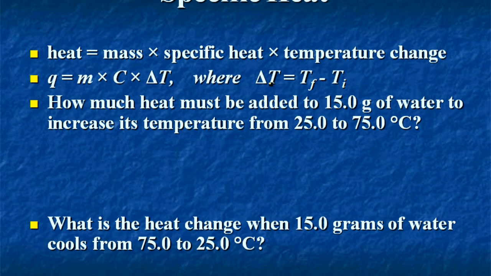So how much heat must be added to 15 grams of water to increase its temperature from 25 to 75 degrees Celsius? So what are we looking for? What are we calculating? We are calculating Q because it's asking how much heat. So we are looking for Q, right? And this is the equation mc delta T. Do we have all the data we need? We have mass of the water. We have initial and final temperature, so you can calculate delta T. And we need specific heat of water, right?